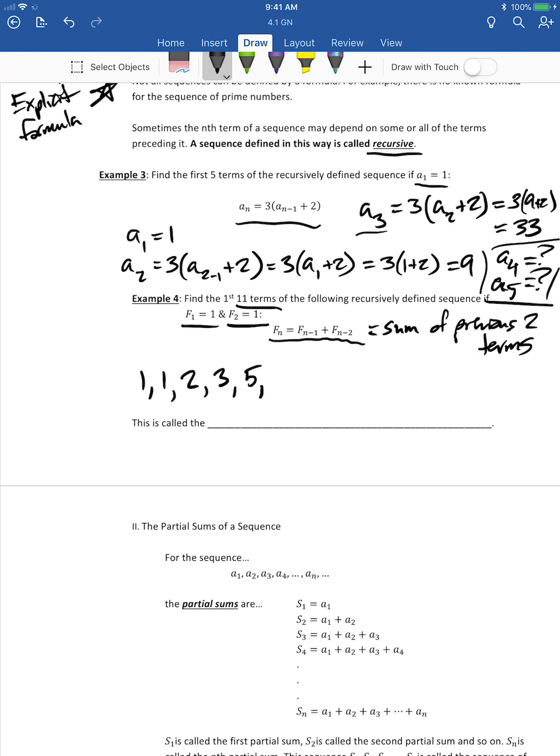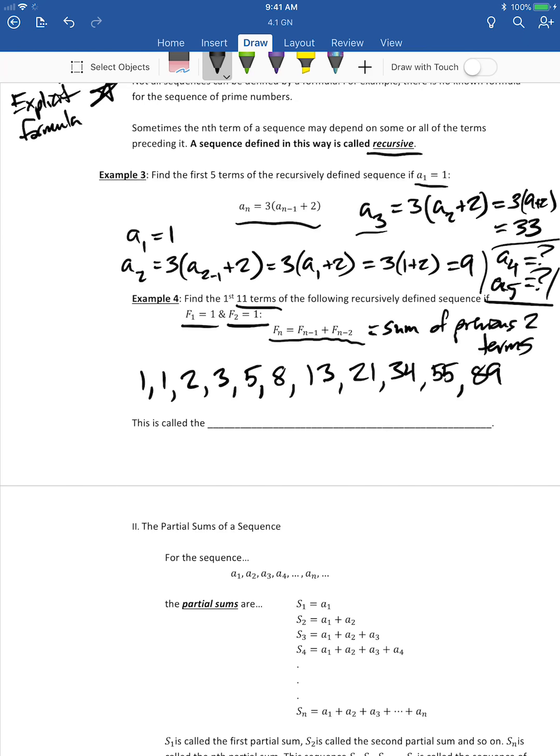I want 11 terms this way, so 3 plus 5 is 8. 5 plus 8 is 13. 8 plus 13 is 21. 13 plus 21 is 34. 21 plus 34 is 55. That's 10 terms. I need one more. 34 plus 55 is 89.